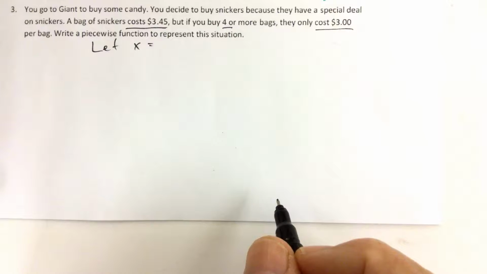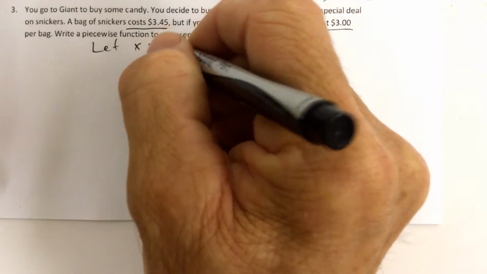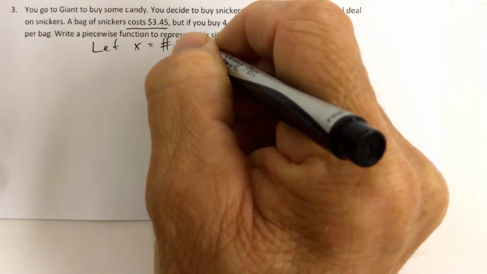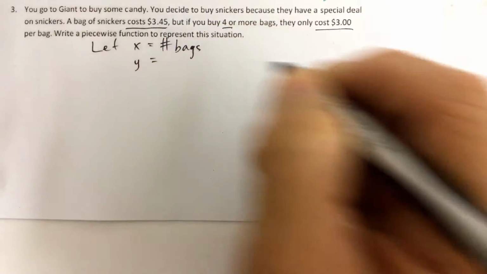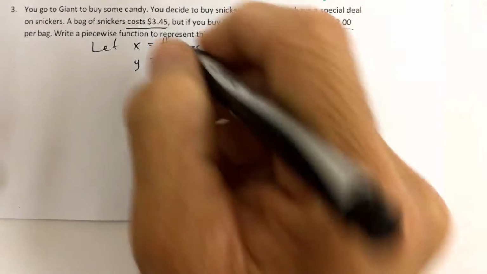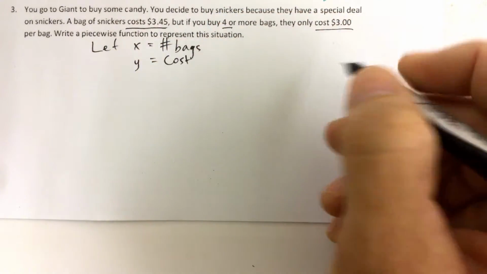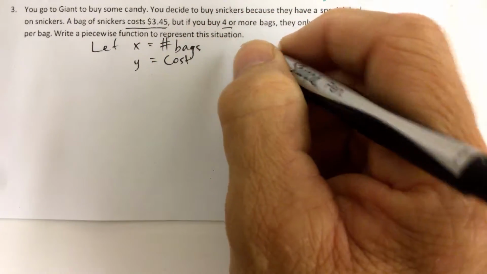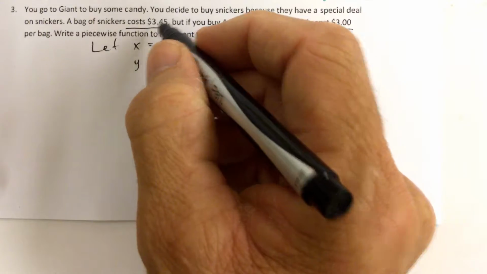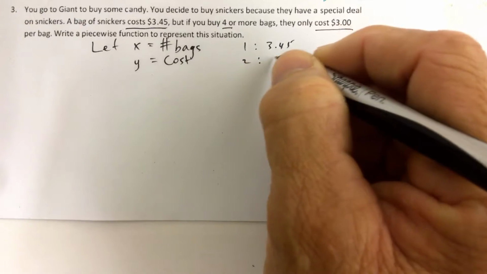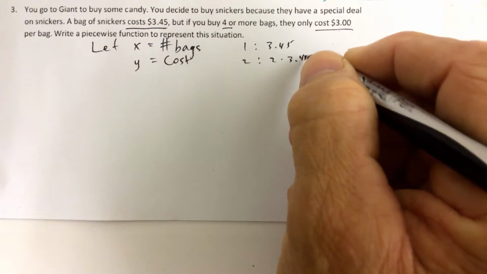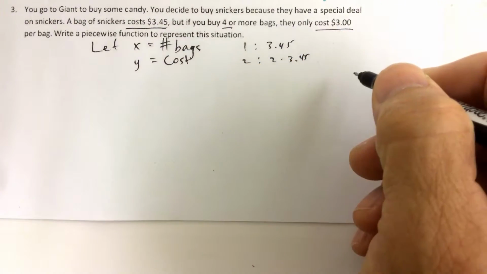So we're going to let x equal the number of bags of Snickers that we buy, and then c of x, or I just like to use y. Y is equal to the cost. So we know that if we buy 1 bag, it's going to cost $3.45. 2 bags, 2 times $3.45. 3 bags, 3 times $3.45.